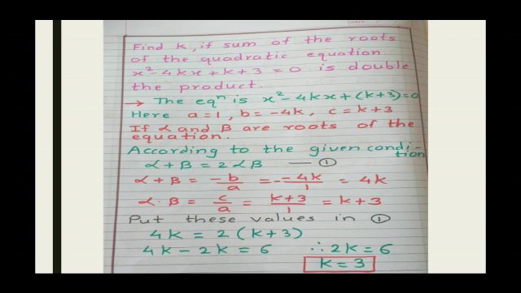Put these values in equation 1, as alpha plus beta value is 4k, therefore 4k is equal to 2 into alpha beta value is k plus 3, that is 4k minus 2k is equal to 6. When we solve this, we get this equation. 2k is equal to 6, therefore k is equal to 3.